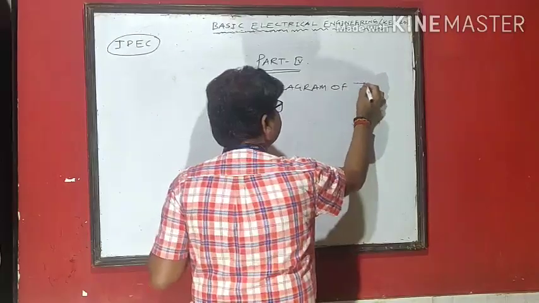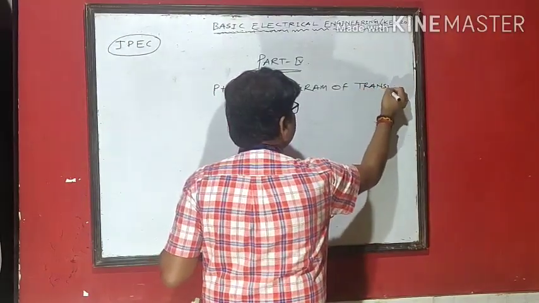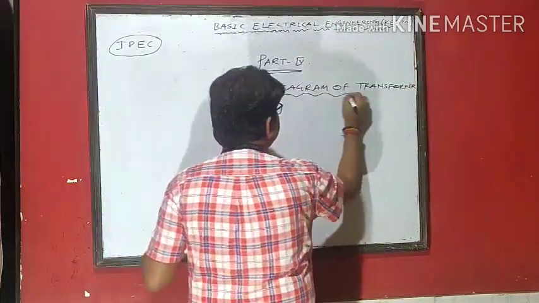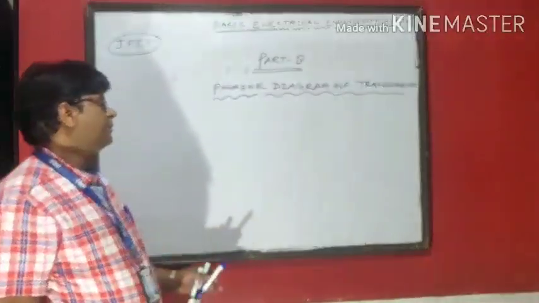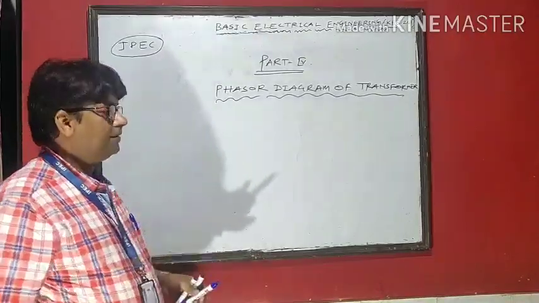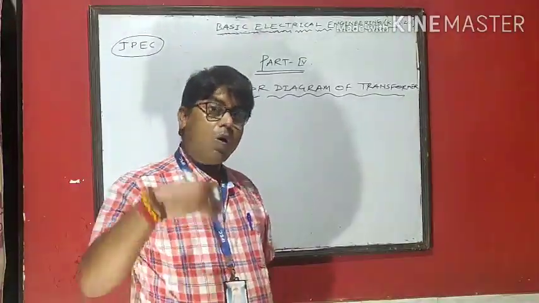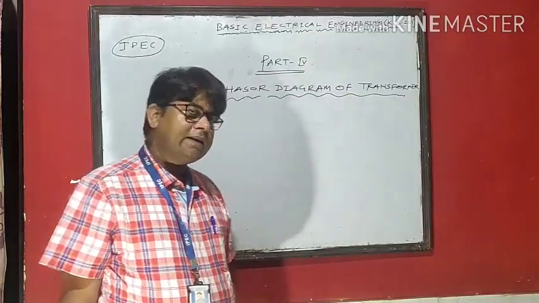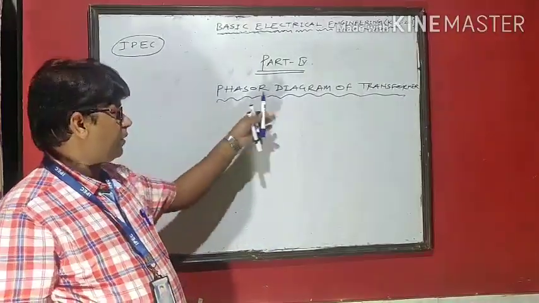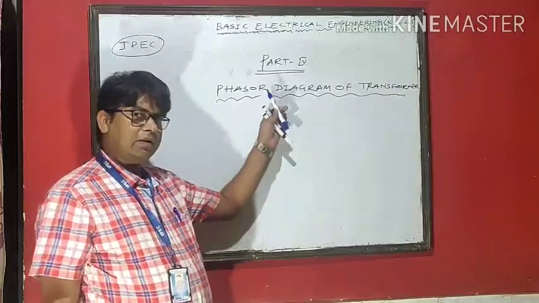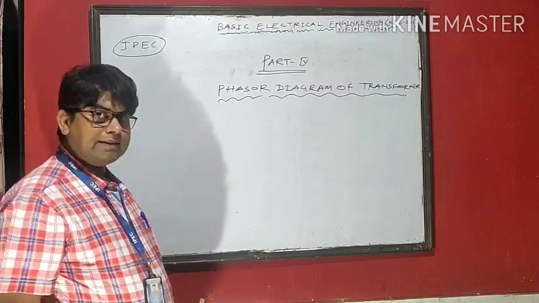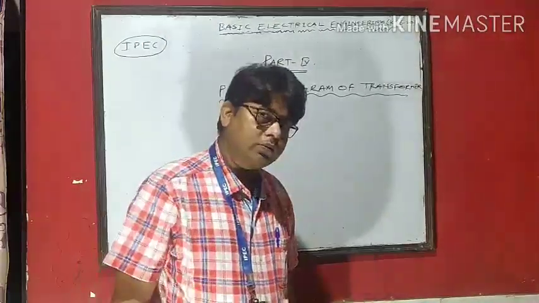Phasor diagram of transformer. That means what are the parameters in a transformer at no load and on load. That means when the load is connected or not connected on the secondary side. There are two cases in the diagram. Draw the phasor diagram of transformer: case first, at no load, and case second, transformer on load.